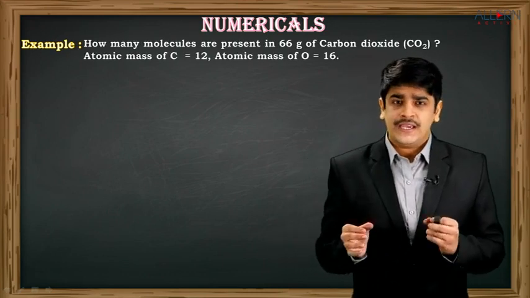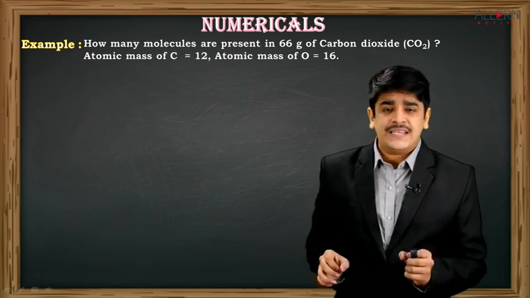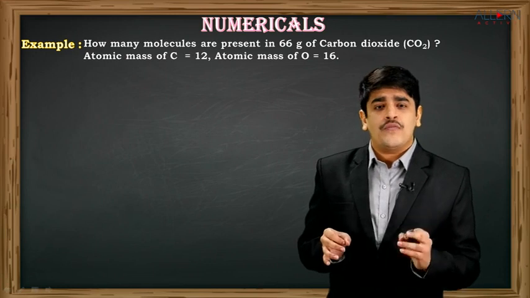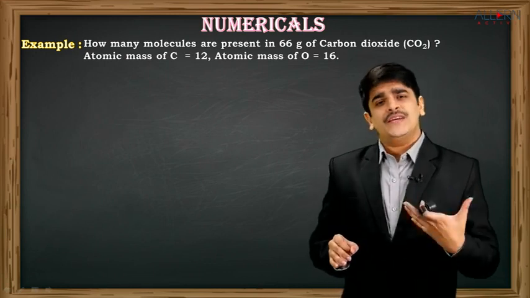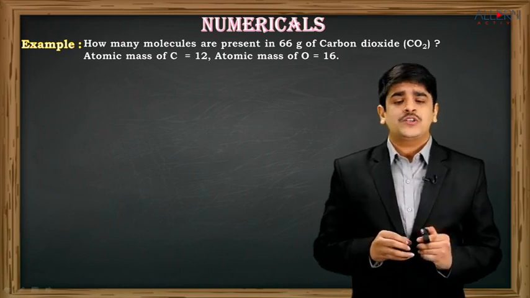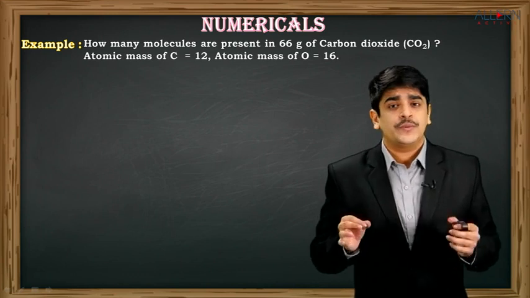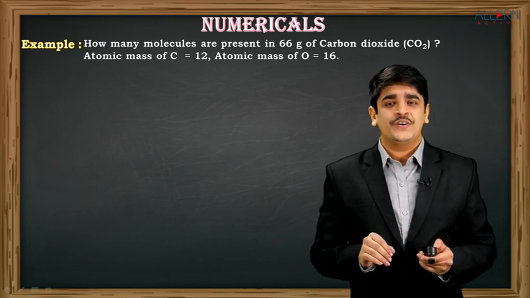Let's have a look. It says, and I quote, how many molecules are present in 66 grams of carbon dioxide? Now understand, it has already been given to me that the atomic mass of carbon is 12 and the atomic mass of oxygen is 16. You don't need to remember this. This is something which will be given in the sum. Great, no problems over here at all.